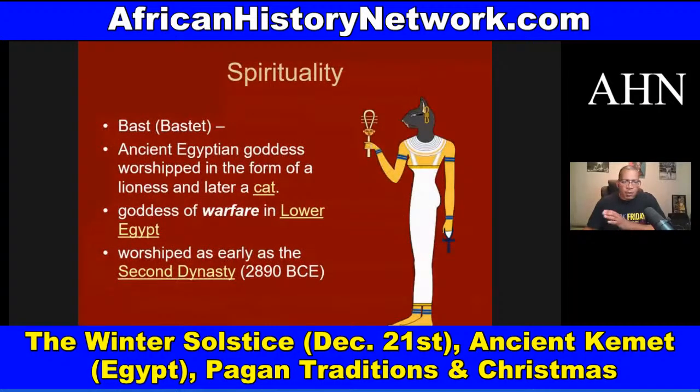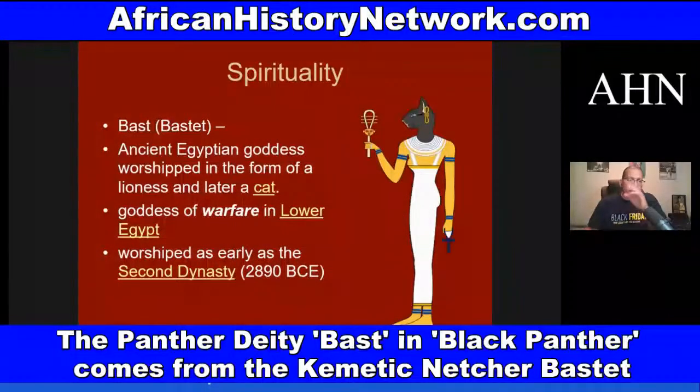Okay, so we deal with all this, and we deal with the film Black Panther. We know that the Neter Bastet, who we see in the film Black Panther, comes from Bastet, who was an ancient Kemetic deity who was worshipped in the form of a cat, a form of a lioness, and later a cat. She was a deity or neter of warfare in Lower Egypt, Lower Kemet, worshipped as early as the 2nd dynasty, around 2890 BCE.